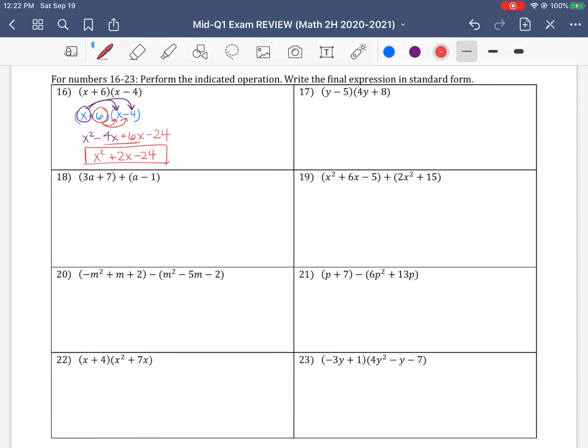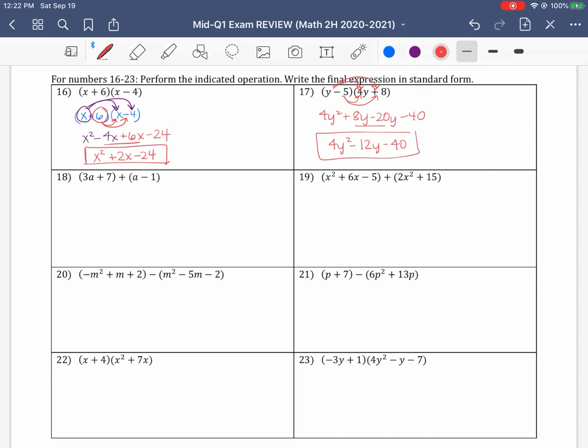Again, 17, very similar, so we're multiplying here, and we get 4y squared. Y times 8, we get 8y. Negative 5 times 4y is negative 20y, and negative 5 times 8 is negative 40. Again, we have 2 terms in the middle that will combine, so we've got 4y squared minus 12y, subtracting 40 there on the end.